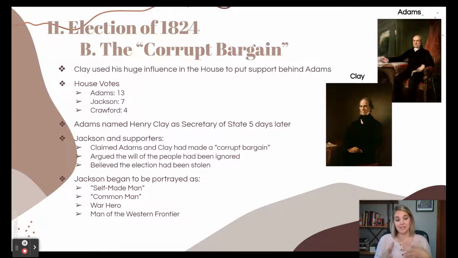And so Jackson begins his campaign. When he leaves Washington in 1825, he is basically beginning to campaign already for the 1828 election as the common man, as a war hero, as a self-made man, as someone who won't ignore the will of the people.